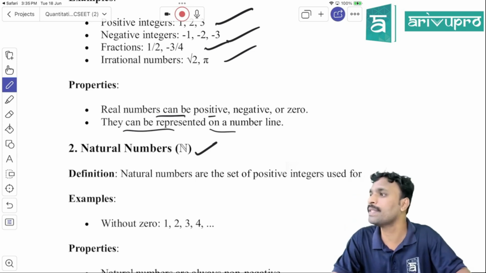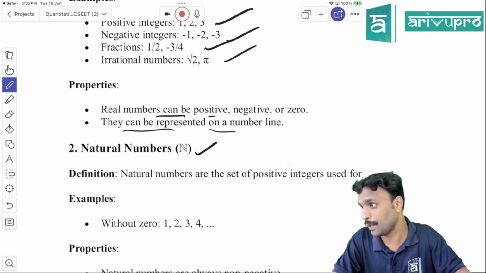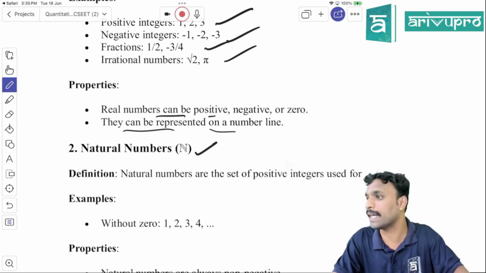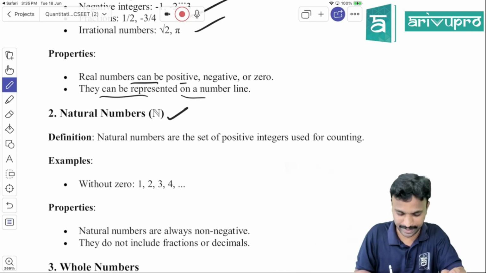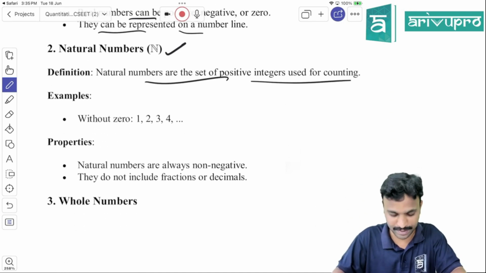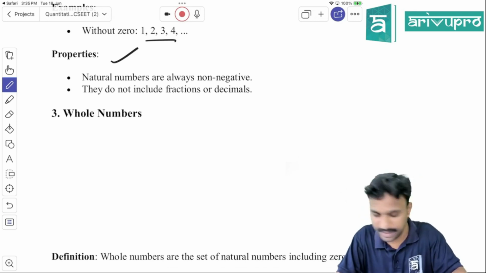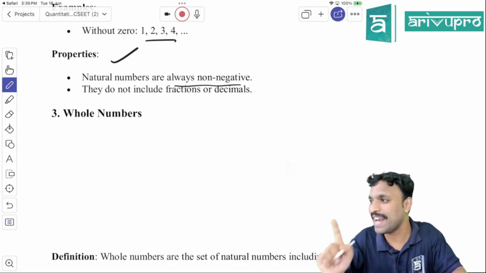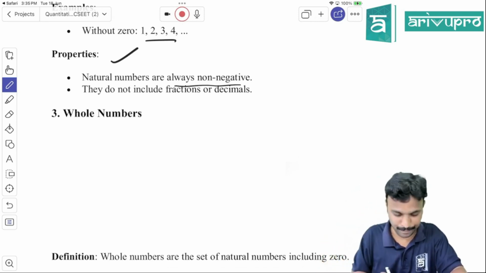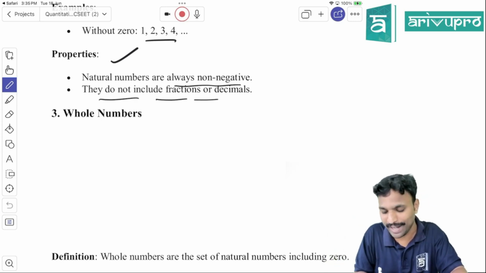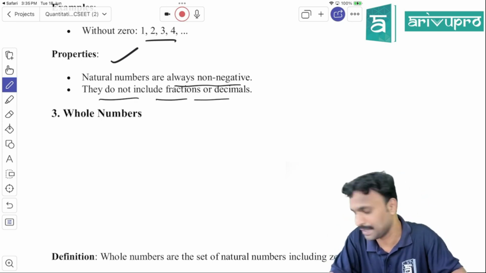What are natural numbers? These are the numbers used for counting other than zero. They are the whole numbers excluding zero, basically called as natural numbers. Now, properties of natural numbers. Natural numbers are always non-negative. They cannot be negative. They do not include fractions or decimals.